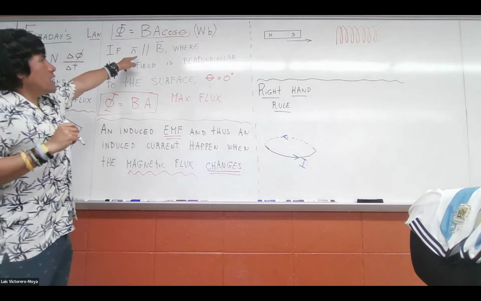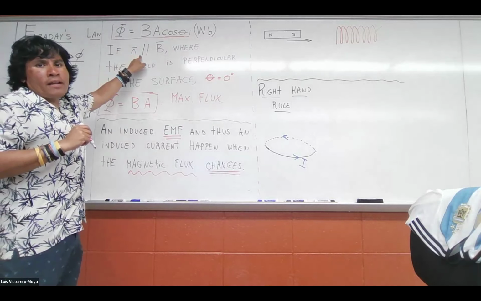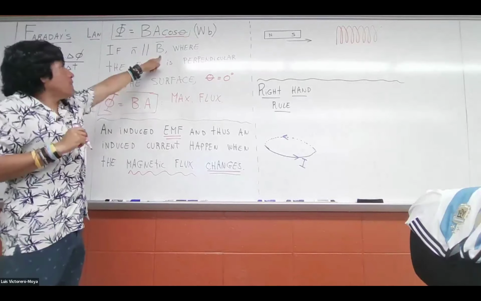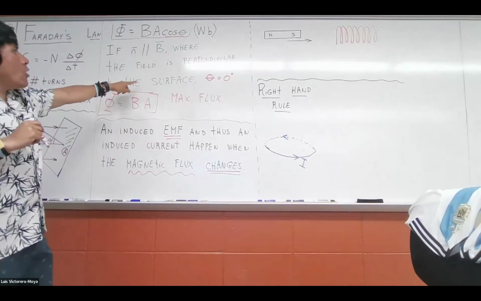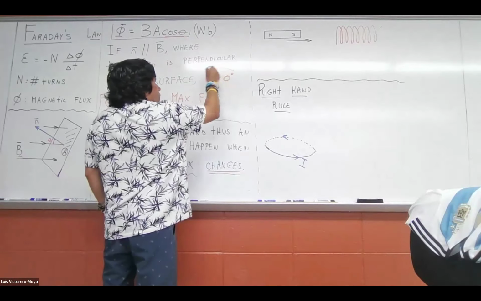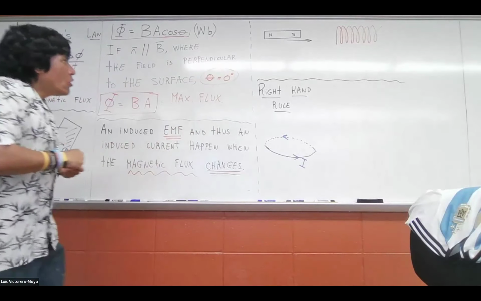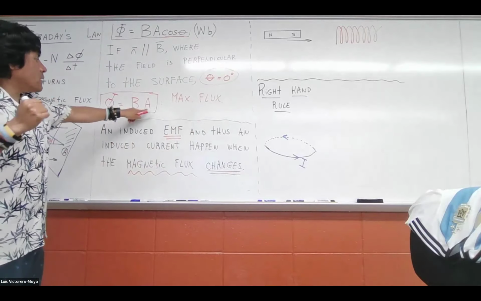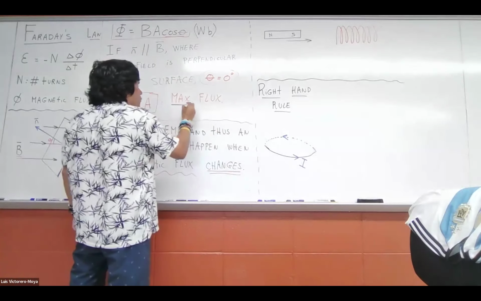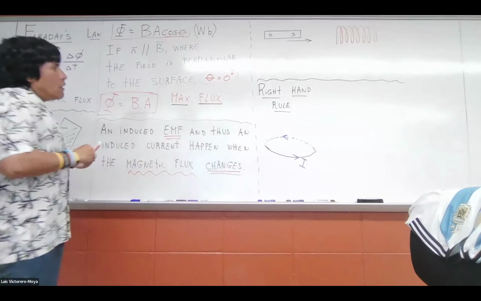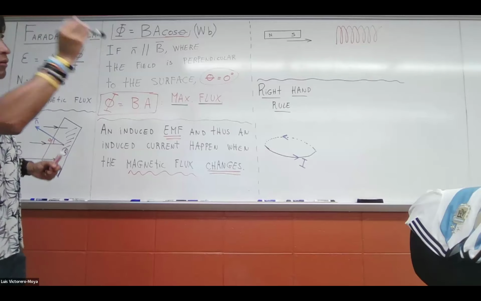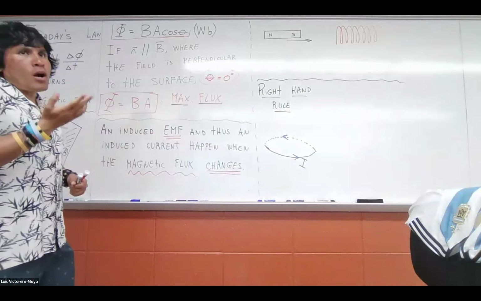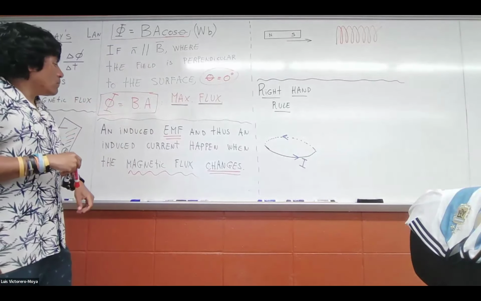Now, there's a special case when the normal is parallel to the magnetic field. If the normal is parallel to the magnetic field, then the angle theta is 0. If the angle is 0, the cosine of 0 is 1. So the flux is just B times A. That's what we know as the maximum flux, when, let's say, all the magnetic field is going through the entirety of the area. There is no slanted angle.